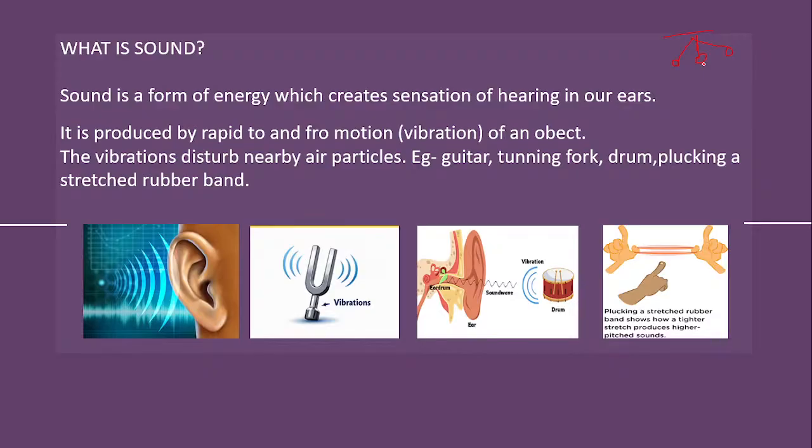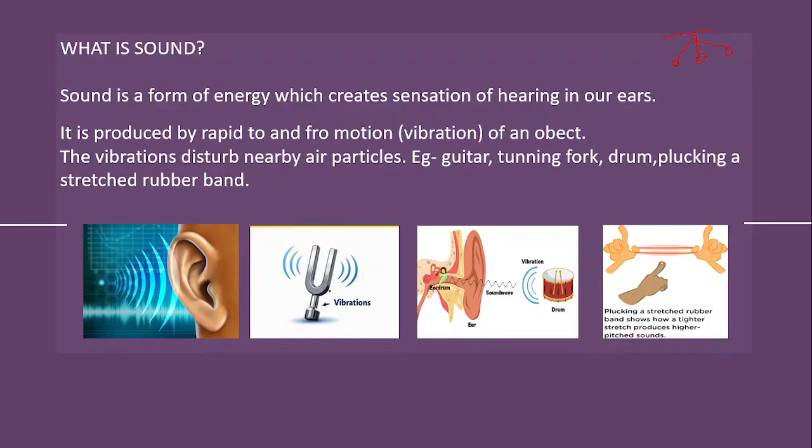The vibration will create a disturbance in whatever nearby air particles are there. If it is air, it will be air; if it is water, a liquid, then it will be liquid particles. For example, a guitar, as I've said, then a tuning fork. This is a tuning fork. You will see tuning forks in a physics lab also, with different frequencies. Different tuning forks with different frequencies will create different sounds.